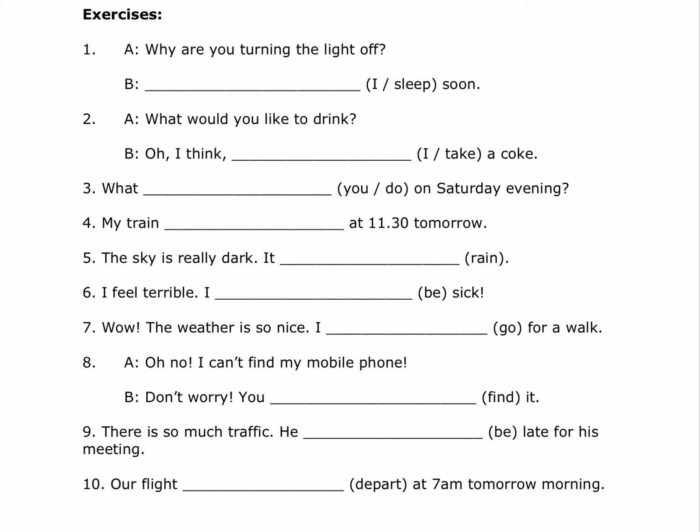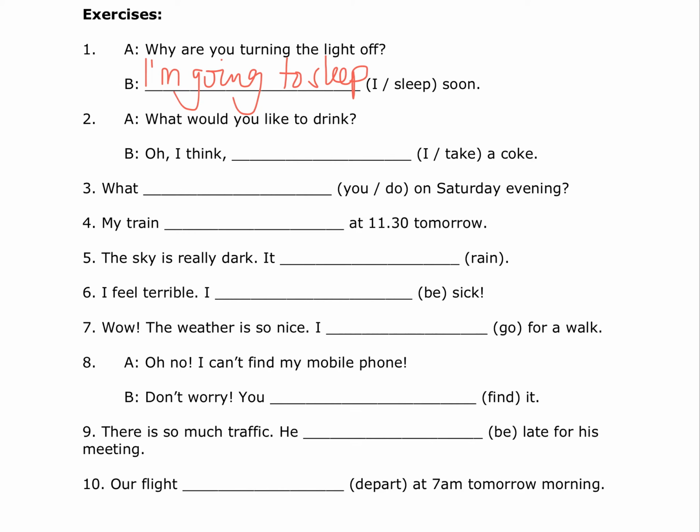Example 1. A: Why are you turning the light off? And then B answers: I'm going to sleep soon. So this means there is a plan. That's why the person is turning the light off, because there is the intention to go to sleep soon.